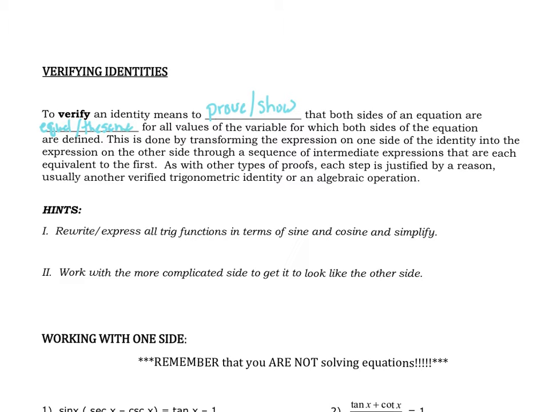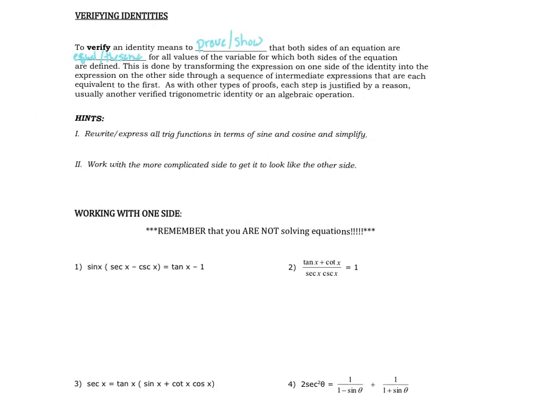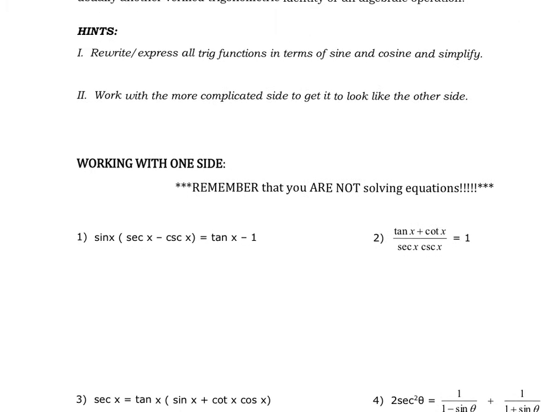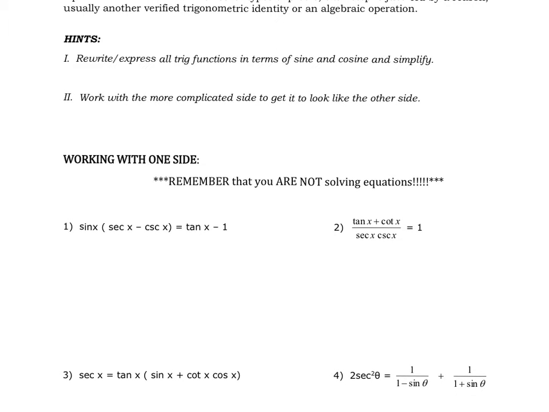So you're going to see some examples here. And now, instead of just having an expression, if you notice, it has this equal sign here. So these are identities that we are going to verify. Now the tendency is to look at this and say we have an equal sign, so we're solving an equation. And I want you to notice this little note right here. You are not solving equations. So the process is going to be a little bit different. We're just going to continue to simplify one side of these.